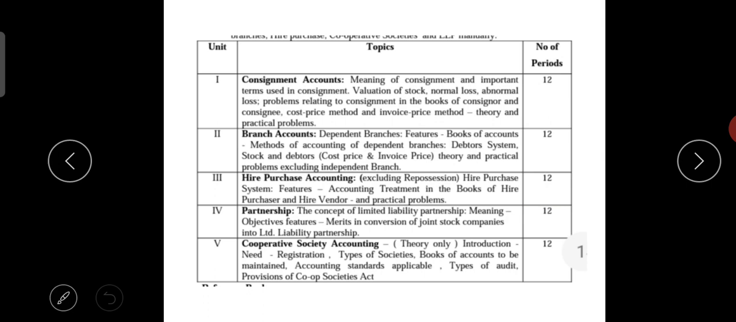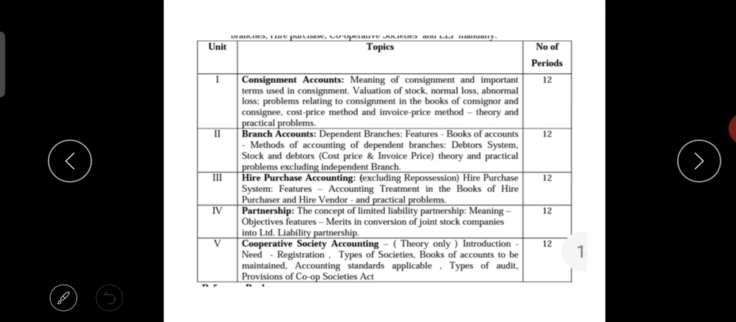In this unit, you are studying what is consignment, the various terms related to consignment, and you are studying methods of accounting in the books of consignor and consignee, and also you are studying the two methods, that is cost price method and invoice price method.